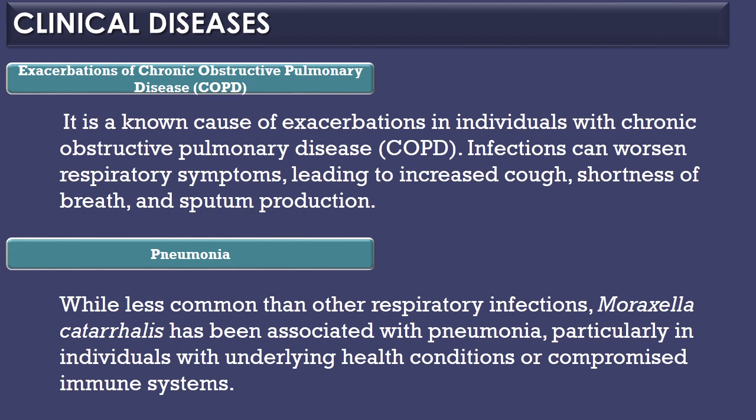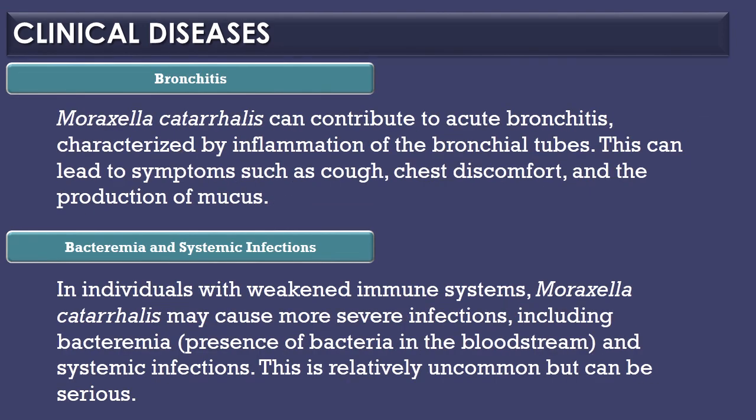The next disease is pneumonia. While less common than other respiratory infections, Moraxella catarrhalis has been associated with pneumonia, particularly in individuals with underlying health conditions or compromised immune systems. And the next disease is bronchitis. Moraxella catarrhalis can contribute to acute bronchitis, characterized by inflammation of the bronchial tube. This can lead to symptoms such as cough, chest discomfort, and the production of mucus.